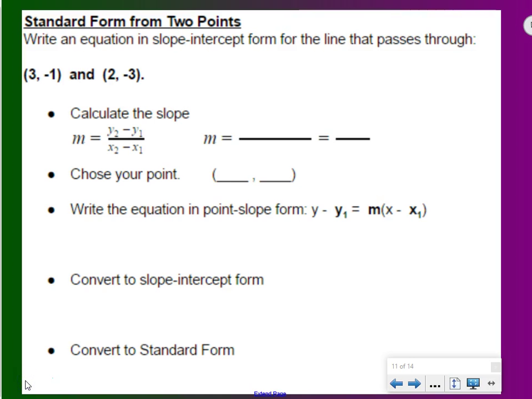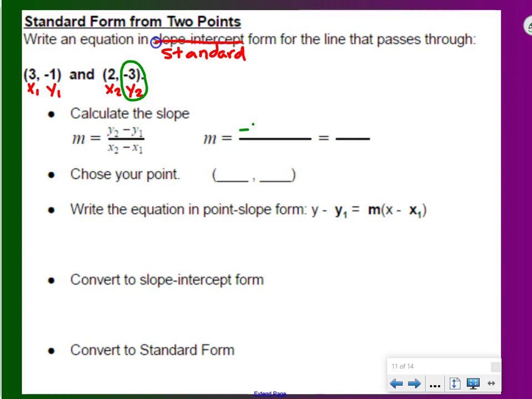Next piece is to write standard form from 2 points. So we want to write an equation in standard form for the line that passes through (3, -1), so that's x1, y1, and (2, -3), x2, y2. This is the same as we've done before, so this is all review so far.